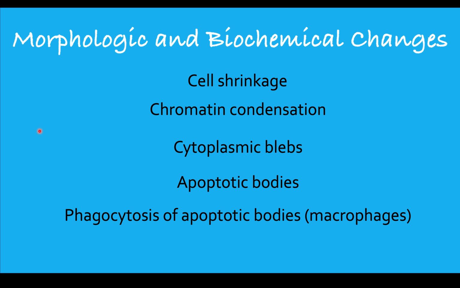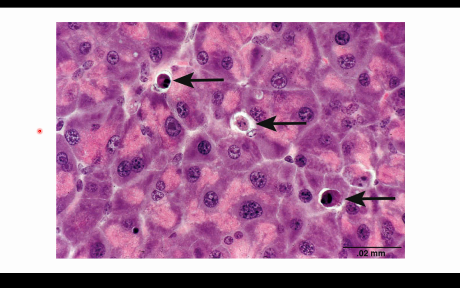You're going to have some cytoplasmic blebbing as the cell undergoes apoptosis. Part of it is going to come off as these little apoptotic bodies, and then those apoptotic bodies are going to be eaten up by macrophages that come in and clean it up really quickly, like within a few minutes. And that's why you don't necessarily have inflammation with apoptosis.